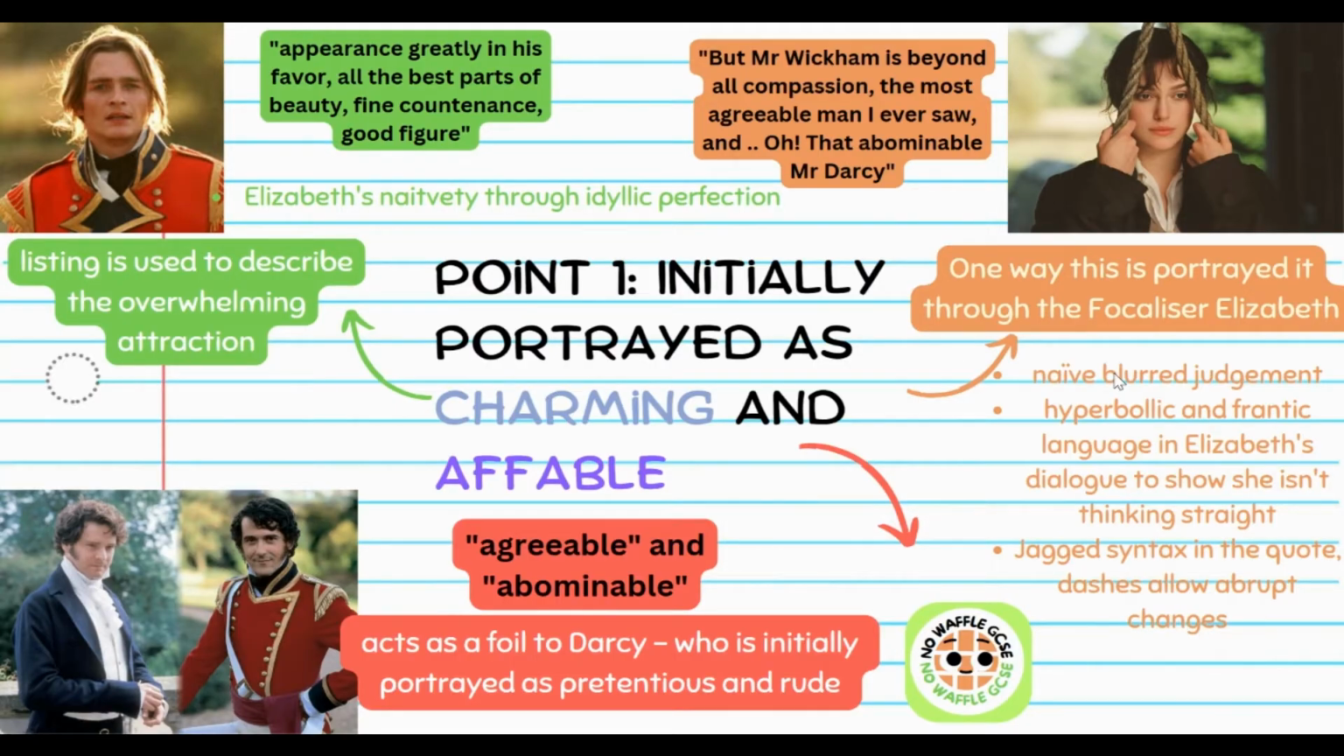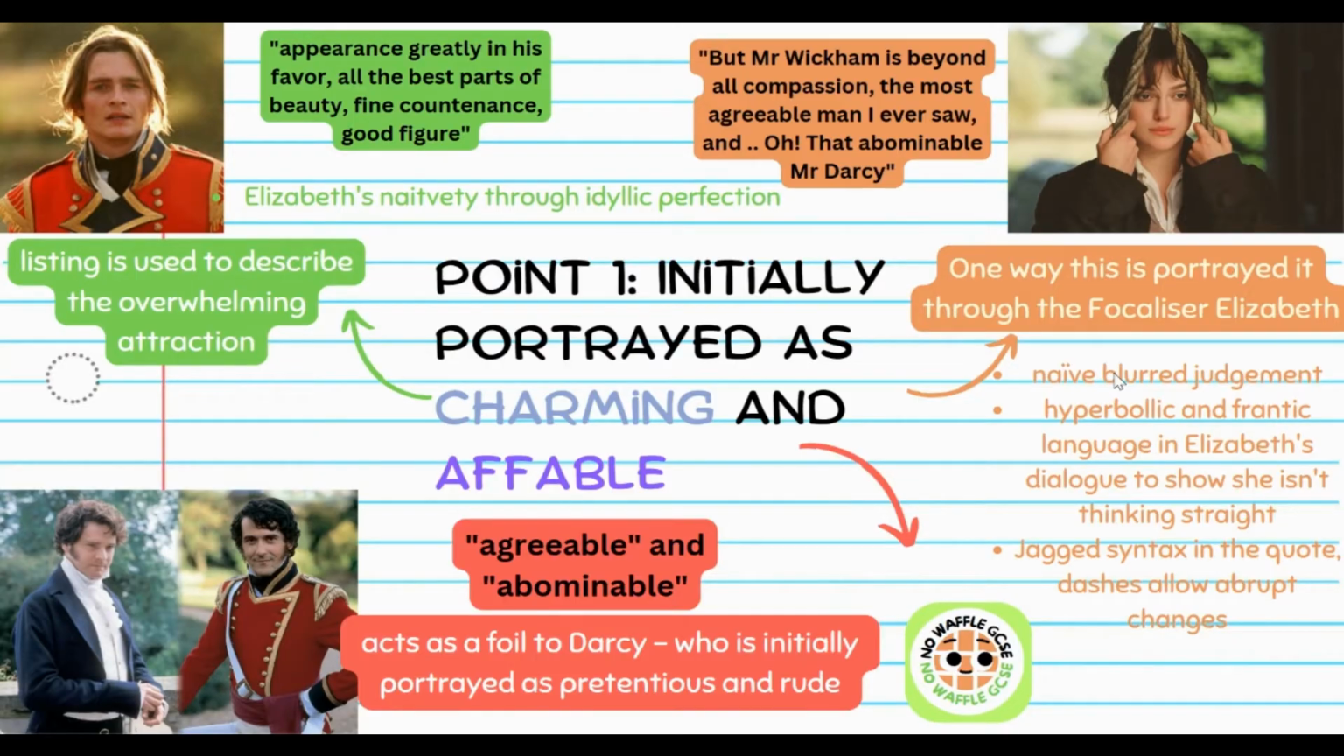Now, within that dialogue, there's a lot of dashes and ellipses and exclamatives, and it's almost like she's pacing from sentence to sentence. She doesn't exactly have a clear narrative, and it highlights how she's abruptly changing her mind about things and not thinking clearly about their personalities. Now, you can also see she describes Wickham initially as agreeable and Darcy as abominable.